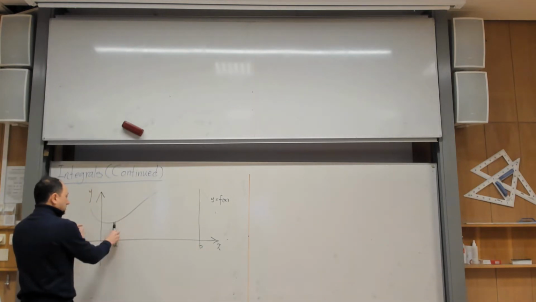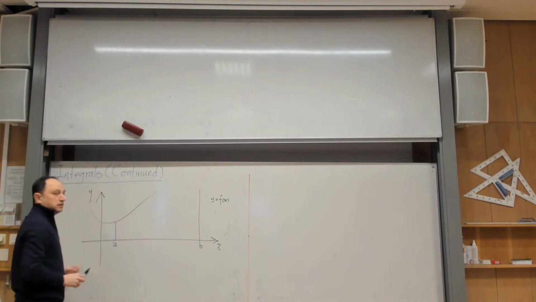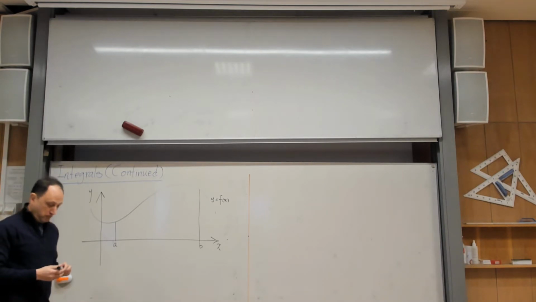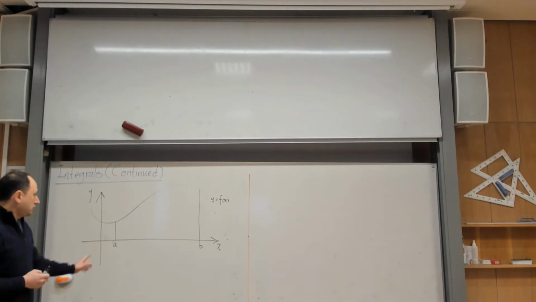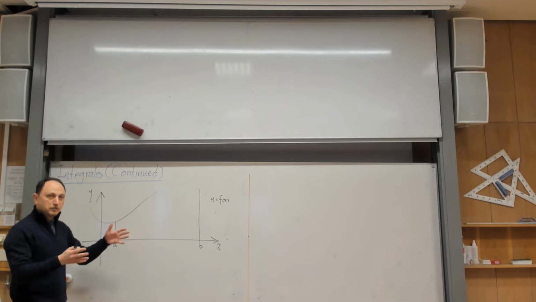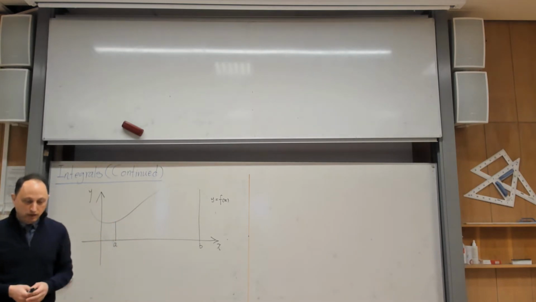And you are interested in this area that you see here, yes? You want to find that area. But I want to use the same tricks as before. So what were the main points in that derivation, do you remember? I was trying to approximate my area with the sum of the areas of rectangles. Yes? So I want to do the same thing here.